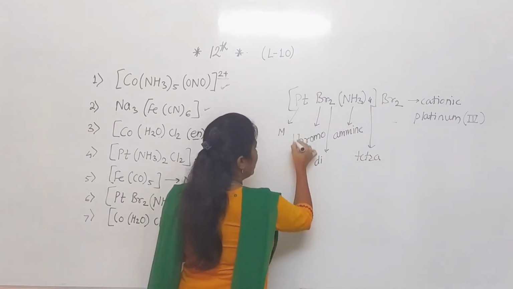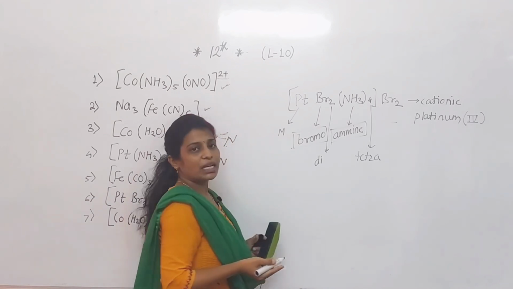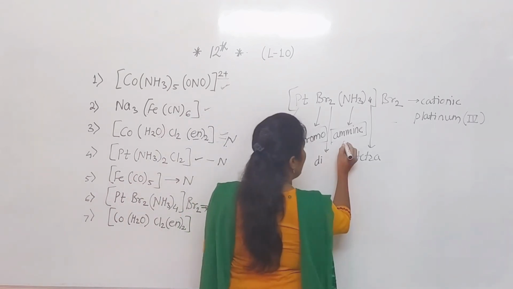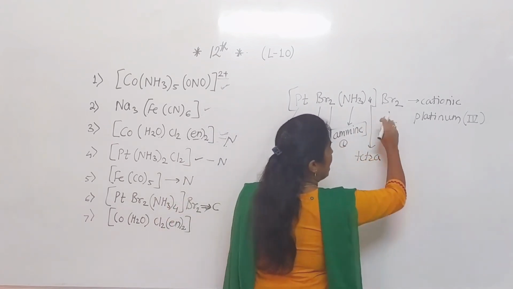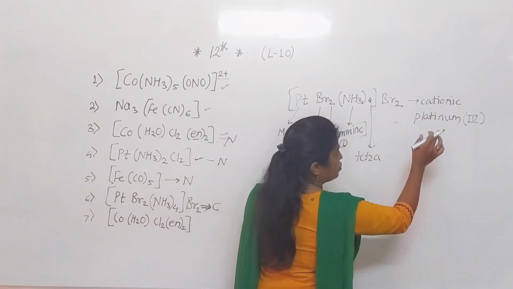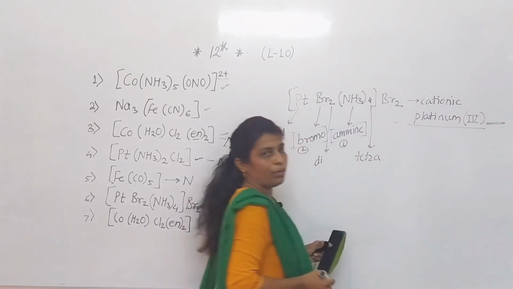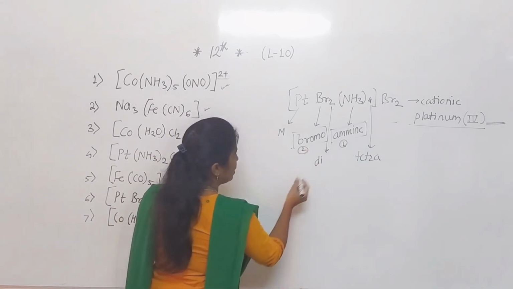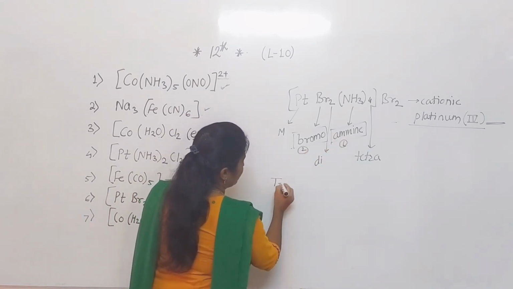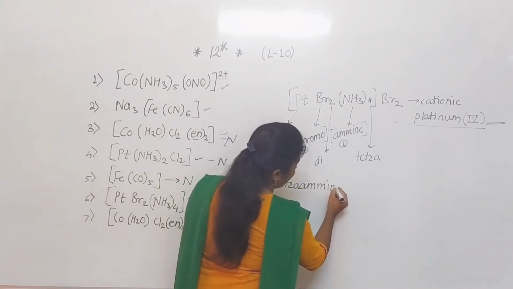Now see, one is bromo and the second one is amine. Alphabetically, who will come first? That is amine, and the second one is bromo. This is after the square bracket, so we have to write it after the metal and oxidation number. Now see, how to write that? Firstly we have to write tetraamine, so it is tetraamine dichloro.